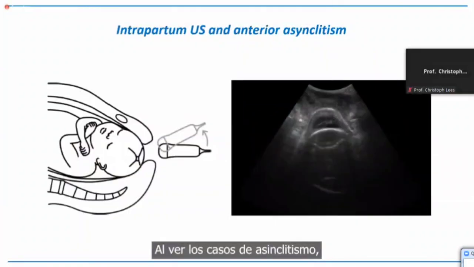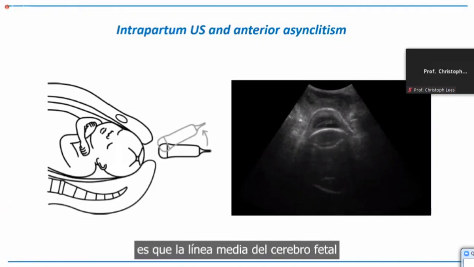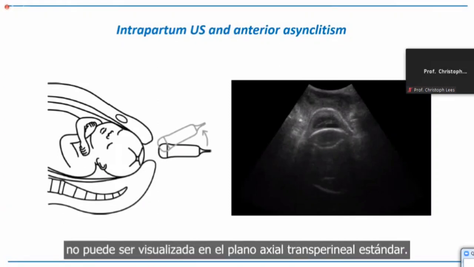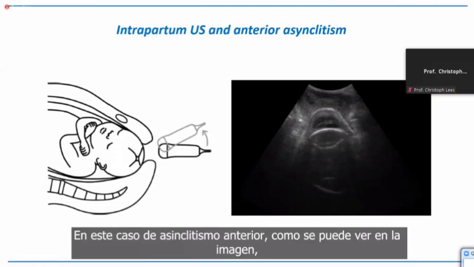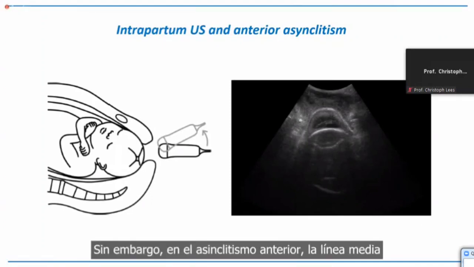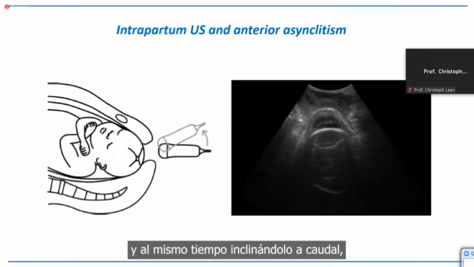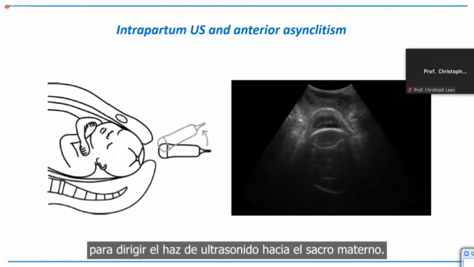If you consider cases of asynclitism, their main feature on transperineal ultrasound is that the midline of the fetal brain cannot be visualized on the standard transperineal axial plane. In this case of anterior asynclitism, as you can see from the picture, the midline cannot be visualized with standard angle of inclination. However, in anterior asynclitism, the midline can be visualized by moving the probe towards the pubic symphysis and at the same time by tilting the probe caudally in order to target the ultrasound beam towards the maternal sacrum.